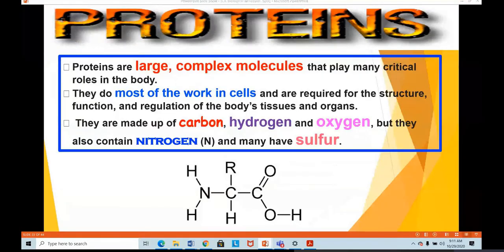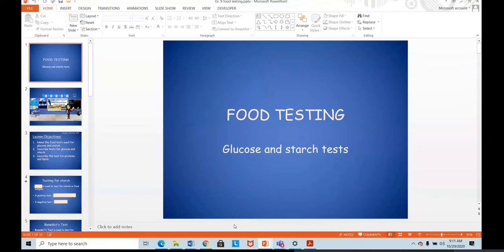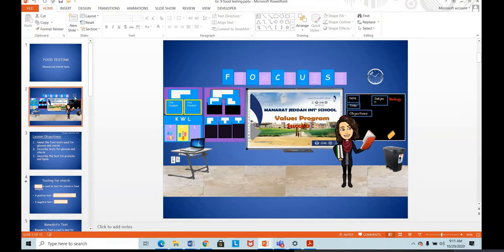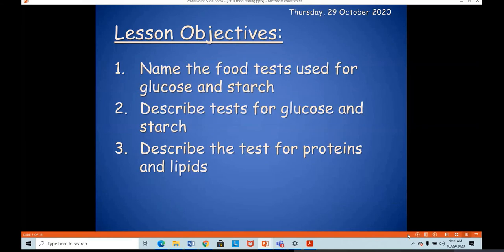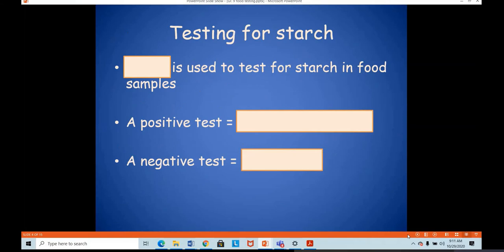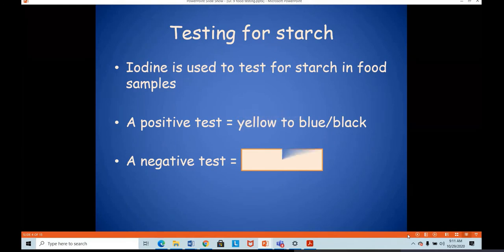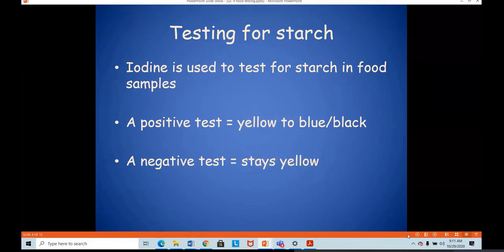Okay, and this is a presentation yesterday we were doing on the food test. So let's also revise about the food test which we do in order to check the presence of starch and glucose in the food. All right, so name the food tests which are used for glucose and starch. Which are the food tests we studied about yesterday? Iodine testing. Very good, iodine testing. So what do we do and what happens in iodine testing?